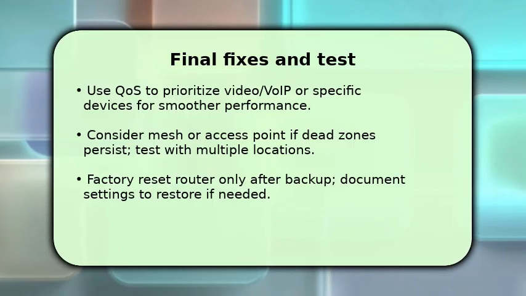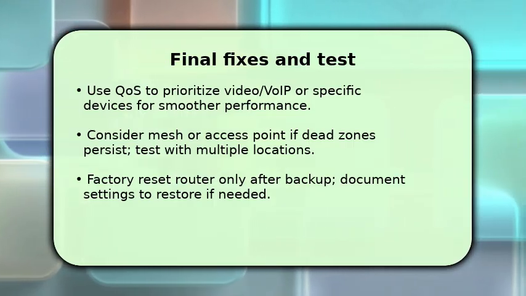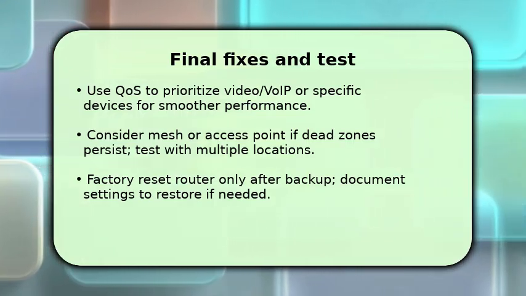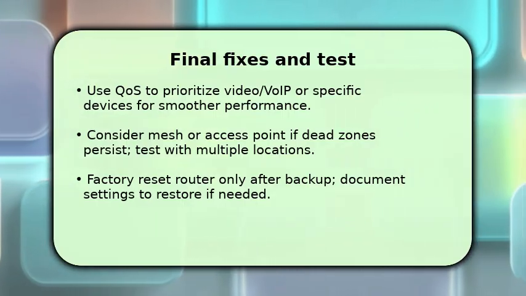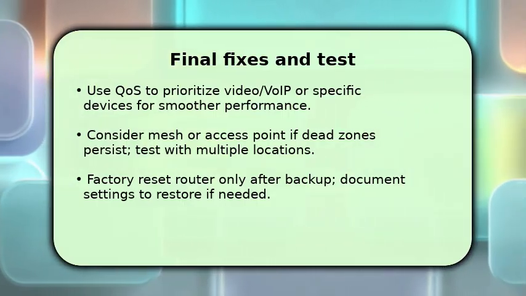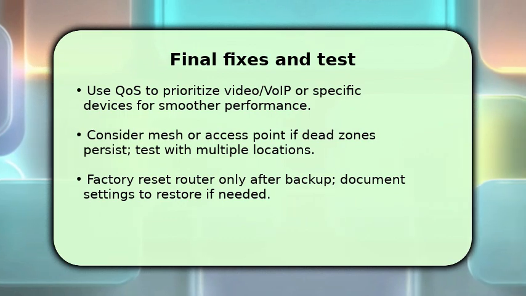Run speed tests in several rooms and compare to your wired baseline. If nothing improves, factory reset the router as a last resort but backup settings first. Troubleshooting tip. If speeds stay poor after all steps, temporarily.